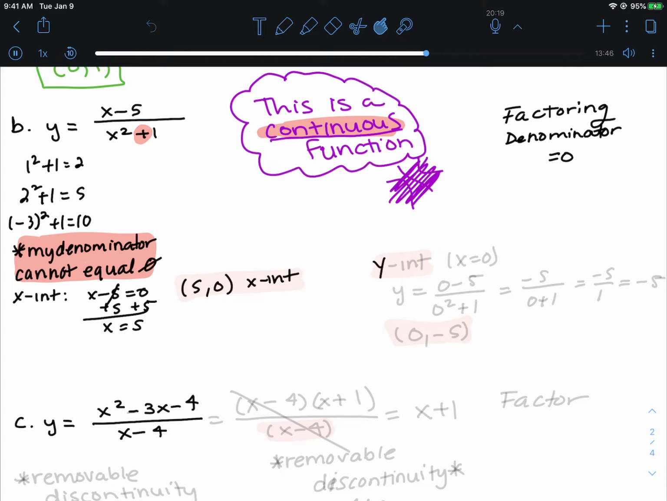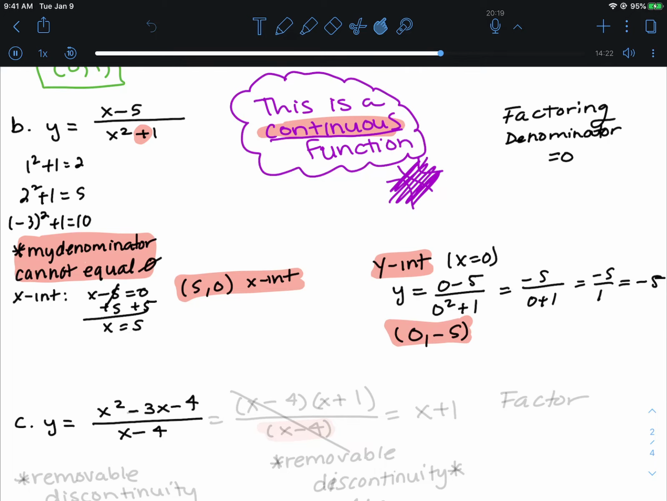Now for the y-intercept, we have to get x to equal 0. So that means just get the whole function and replace x with 0. So y equals 0 minus 5 divided by 0 squared plus 1. Well, what's 0 minus 5? -5. 0 squared is literally just 0, plus 1 is 1. So -5 divided by 1 is going to be -5. So my y-intercept here is going to be (0, -5). And that is all for this problem.